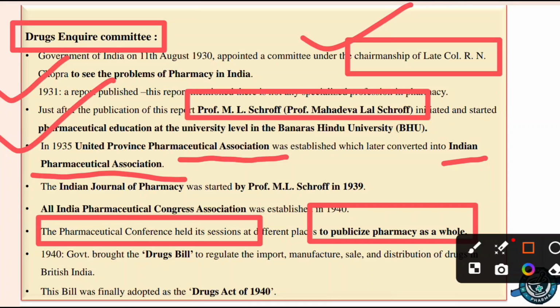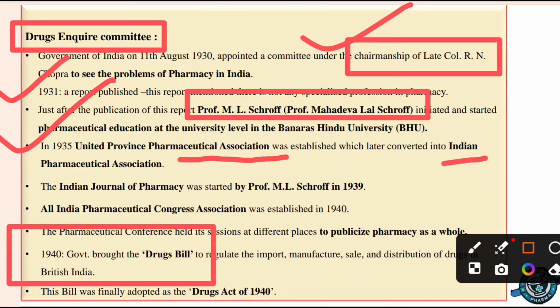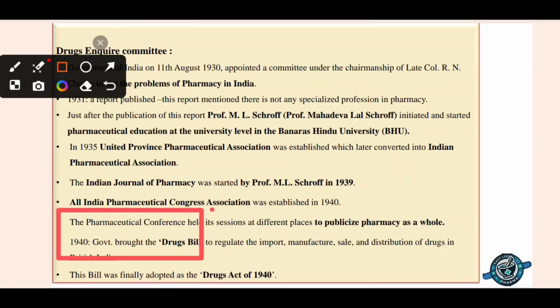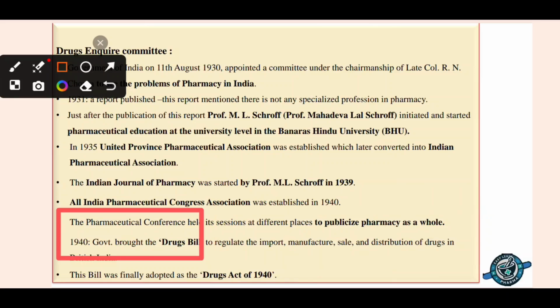And in 1940, the government brought the Drugs Bill. What is the main purpose of the Drugs Bill, or why did the government bring it? To regulate the import, manufacture, sale, and distribution of drugs in British India. After the First World War, so many problems arose regarding the pharmaceutical industry.